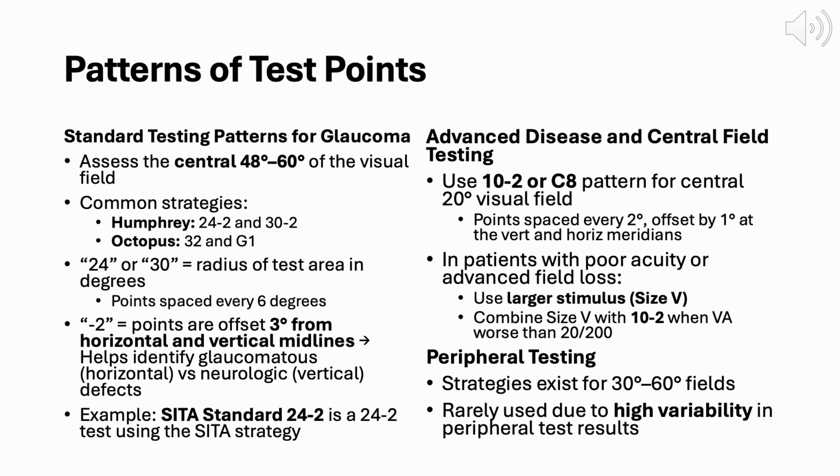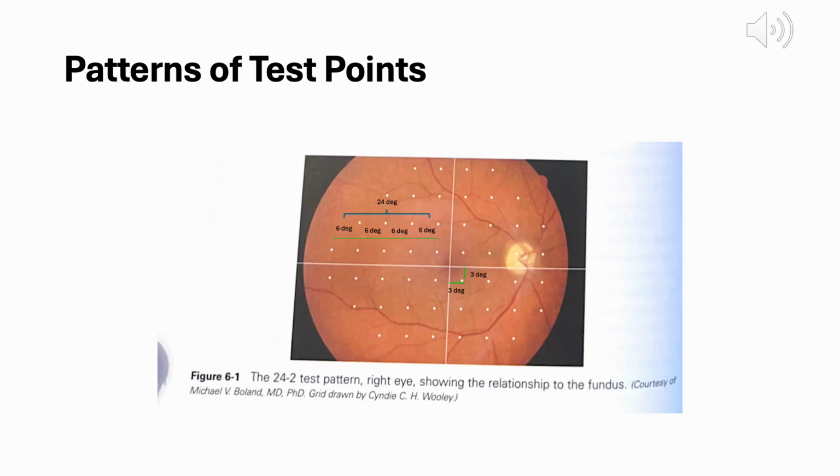In patients with poor visual acuity or severe field loss, we can use a larger stimulus, size 5, to increase the likelihood of detection. Sometimes we combine size 5 with 10-2 testing if visual acuity drops below 20/200. Lastly, peripheral testing strategies do exist to assess up to 60 degrees of field, but they're not commonly used in clinical practice. That's because results in the peripheral field tend to show higher variability, making them less reliable for monitoring glaucoma progression.